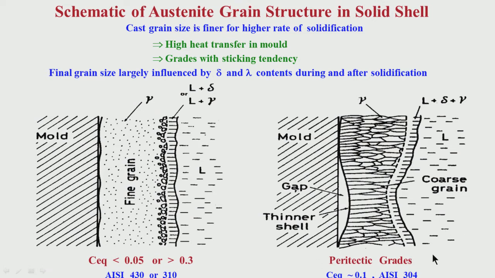And in the so-called peritectic grades, where we have carbon equivalent of say 0.1, or AISI 304 stainless steel, what is happening here?